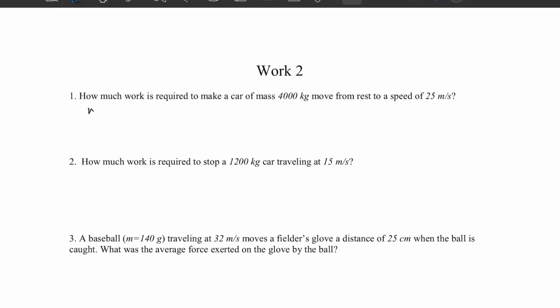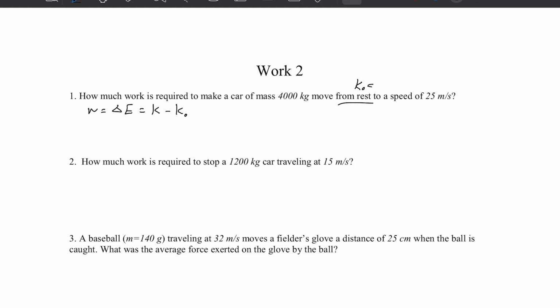How much work is required to make a car that has a mass of 4,000 kilograms move from rest? So from rest means that the initial velocity is zero. If the initial velocity is zero, if you've got no velocity, you've got no kinetic energy. So the initial kinetic energy is zero.